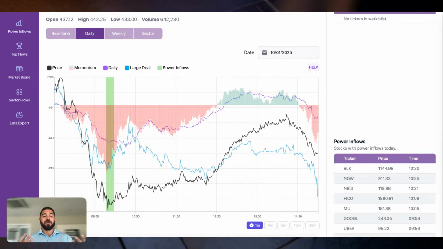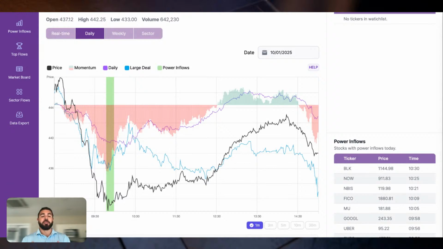And if you look at the price, lo and behold, after that power inflow signal, the price had a pretty steady rise throughout the rest of the day. So really just indicating how the order flow analytics can really help illustrate and also predict what a stock price may do throughout the rest of the day.